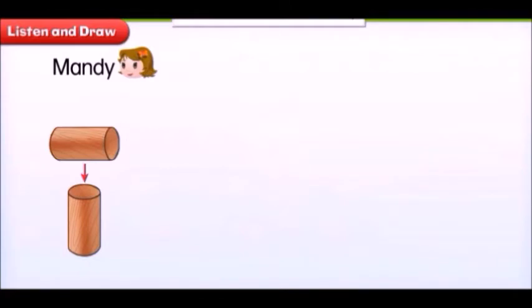How can you combine three-dimensional shapes to make a new shape? Mandy stacks one cylinder on top of another cylinder. What new shape does Mandy make? Here's one way. Do you think it would work? No, because the top cylinder would roll.